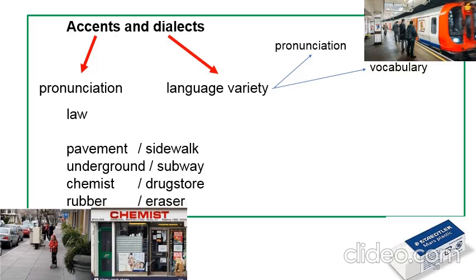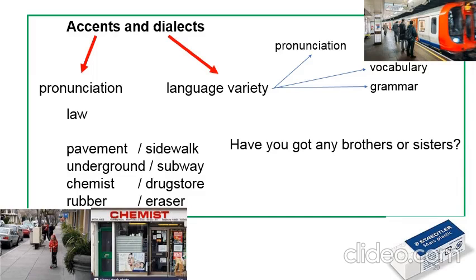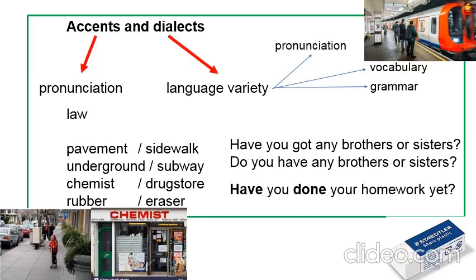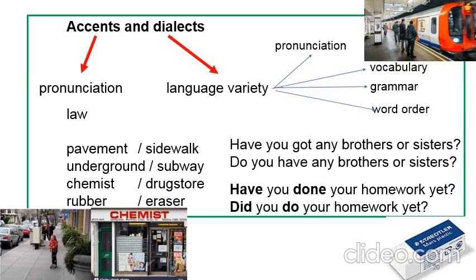There are also differences in grammar in both dialects. Have you got any brothers or sisters? Is British. Do you have any brothers or sisters? Is American. Have you done your homework yet? Is British. Did you do your homework yet? Is American. There are differences in word order, and there are other differences in the American dialect that make it unique.